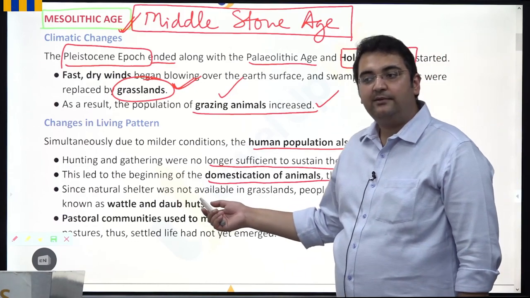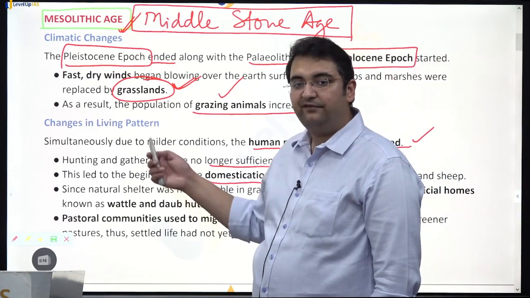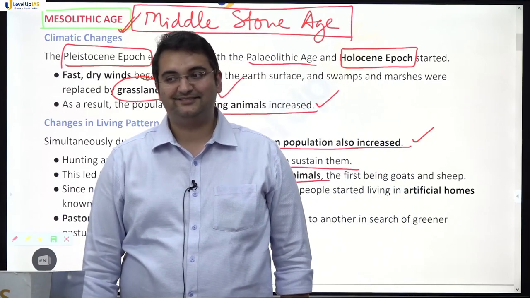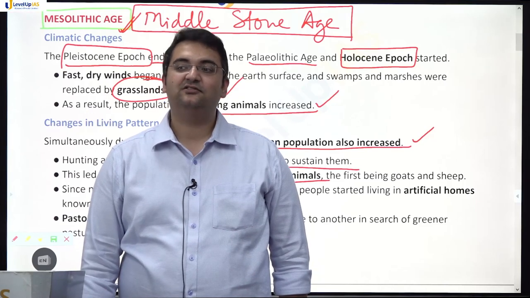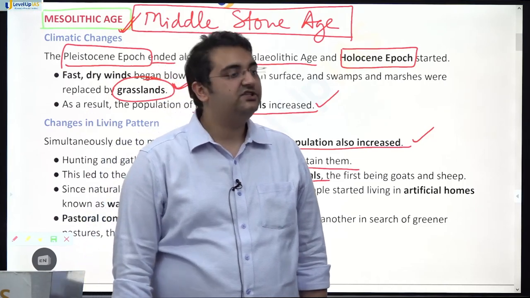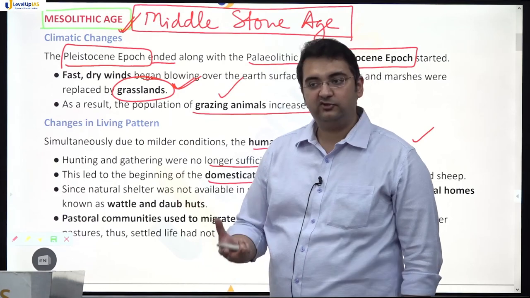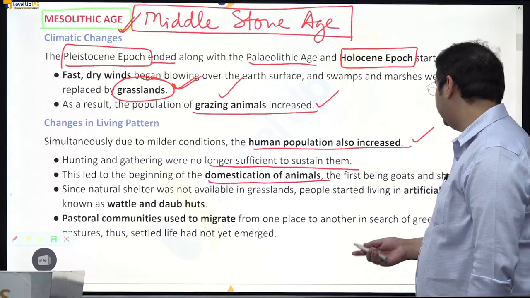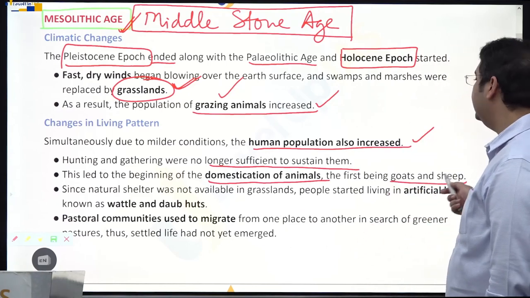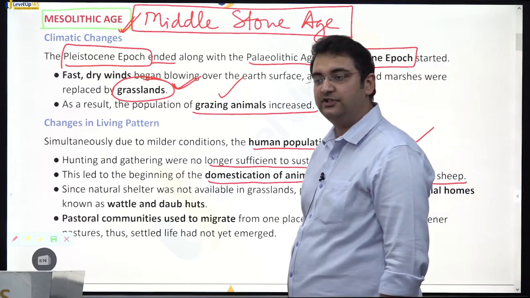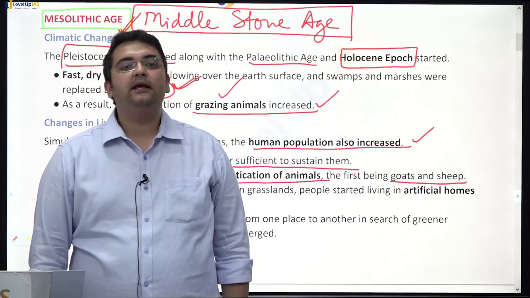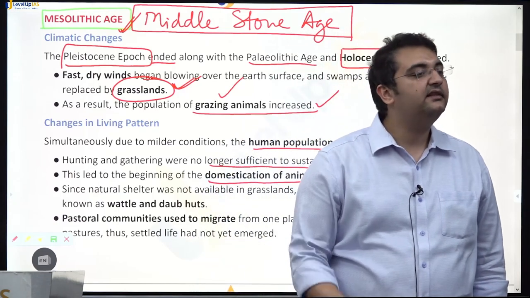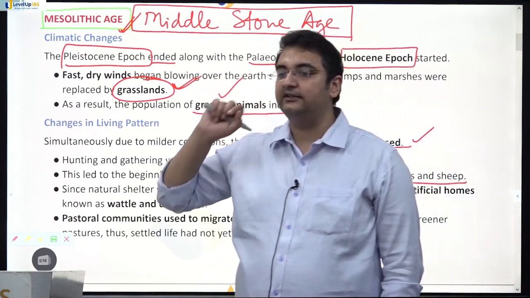What were the first animals to be domesticated? Large buffaloes, bulls, cows, etc., or something else? Horse? Dogs? No. Goats and sheep, right? So they would become the first to be domesticated. They were manageable, smaller in size, more docile, etc. First being goats and sheep. Okay? Good.